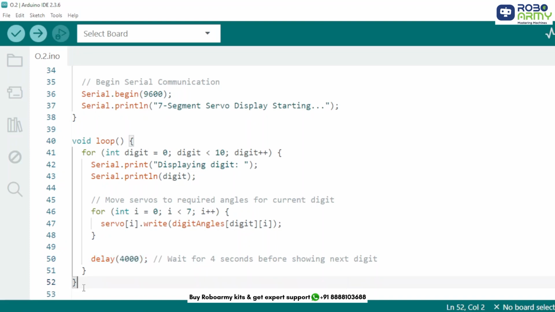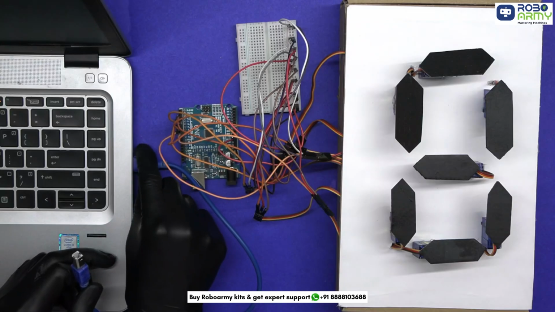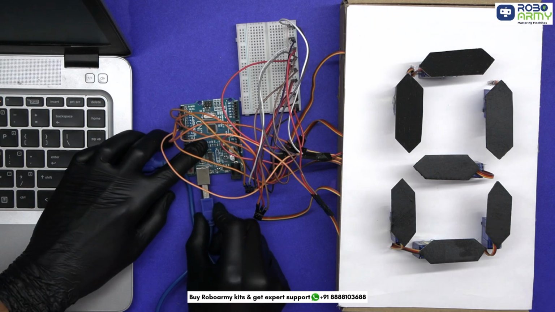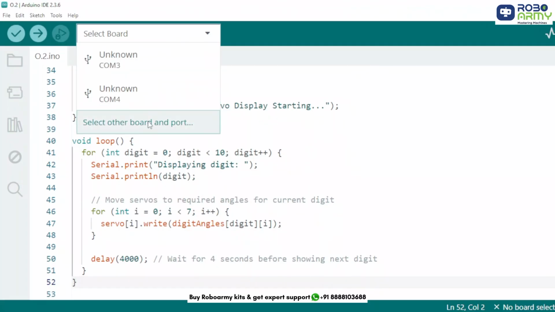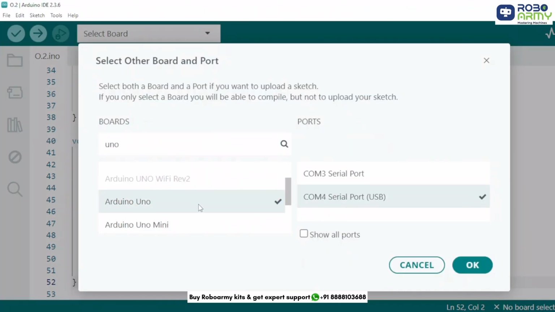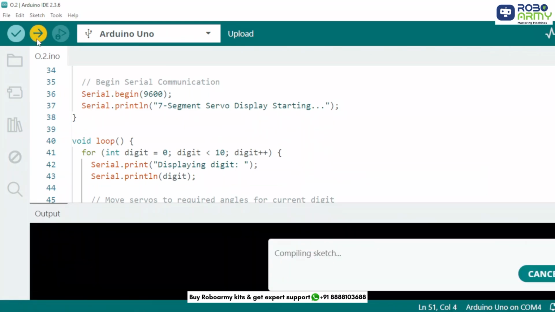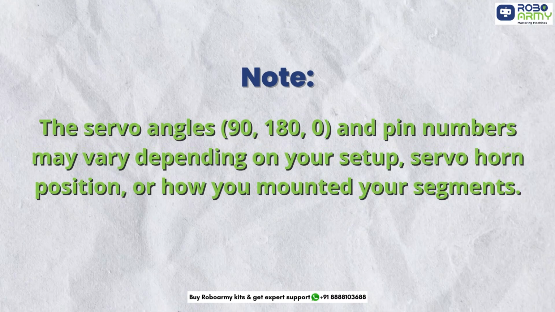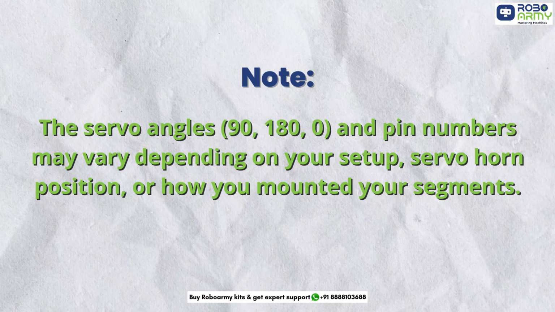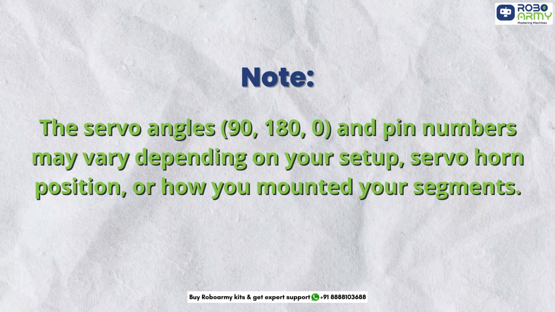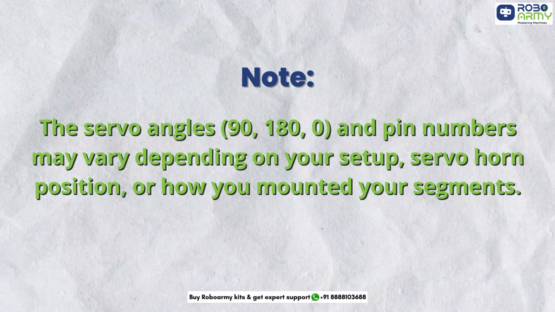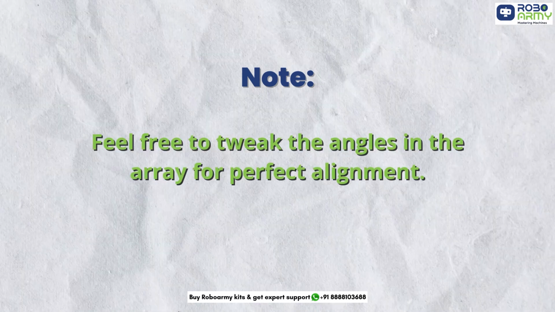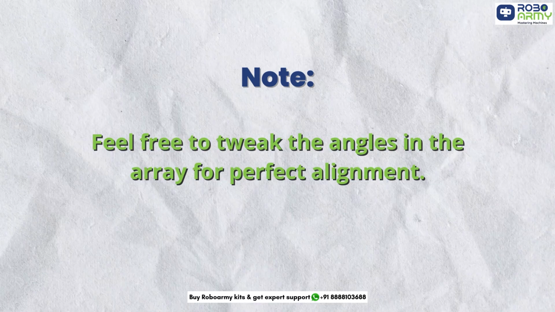And that's it. Now we upload the code to the Arduino. Connect the Arduino Uno to your computer using the USB cable for uploading the code, select port and board in the same menu and select Arduino Uno. Now click on the upload button. Note here, the servo angles 90, 180 and 0 degrees and the pin numbers may vary depending on your setup, servo horn position and how you mounted your segments. Feel free to tweak the angles in the array for a perfect alignment.